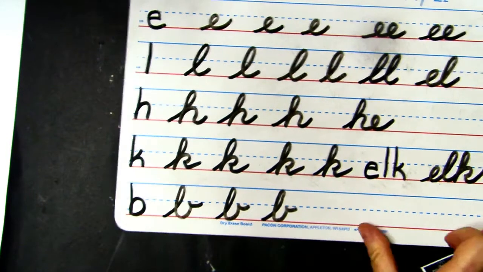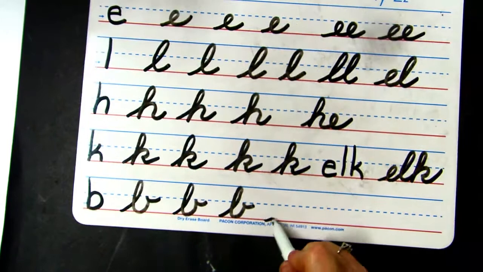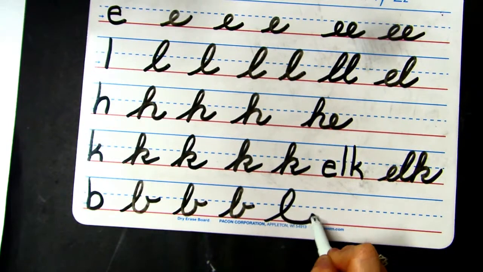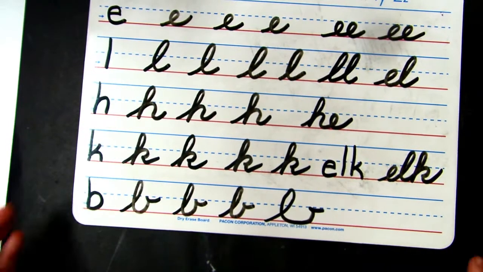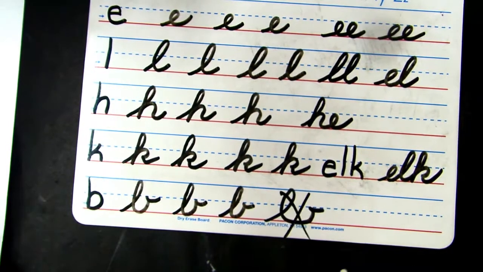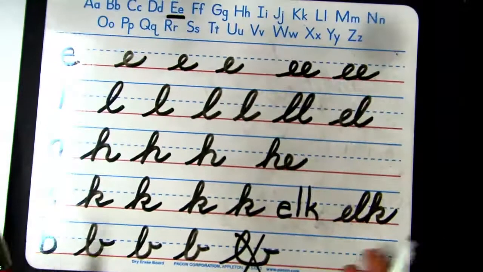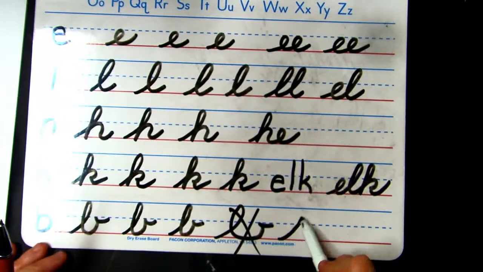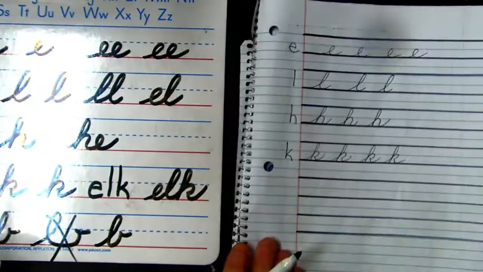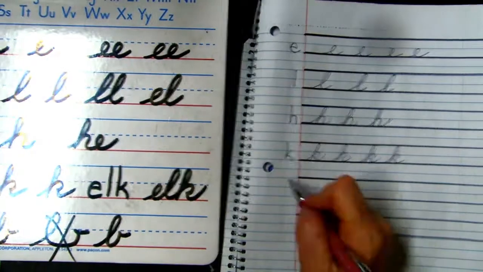Now be careful, I've seen this a lot. I see students make a big loop and then they make their bridge way out here. You really don't want it to be that big, okay? Make it a lot closer together. Loop, touch the floor, come up, and then there's your bridge. So I'll do it on the notebook and then I'll show you how to connect that bridge to another letter.